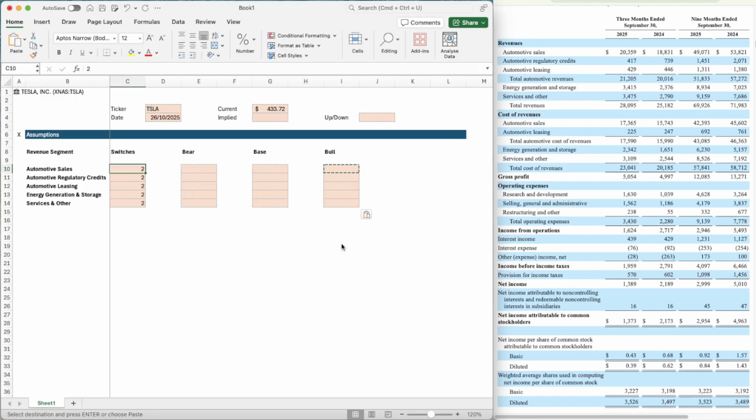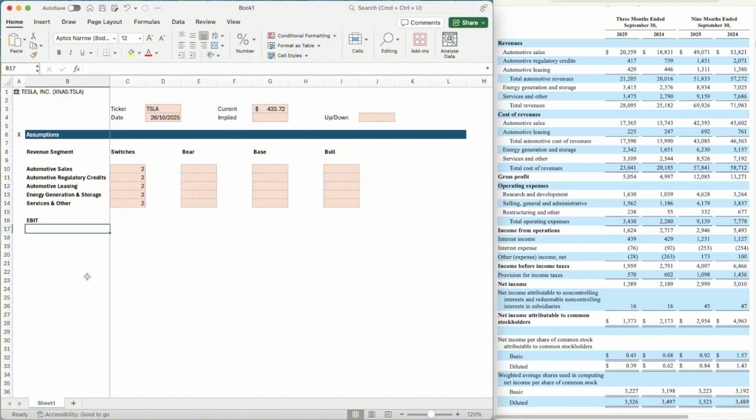And the idea, and you'll see as we start building the model, these switches we can toggle. We can put 1 for the bear case, 2 for the base, and 3 for the bull, and it will allow us to simulate revenues based on whether we think we're bullish on the company or bearish.